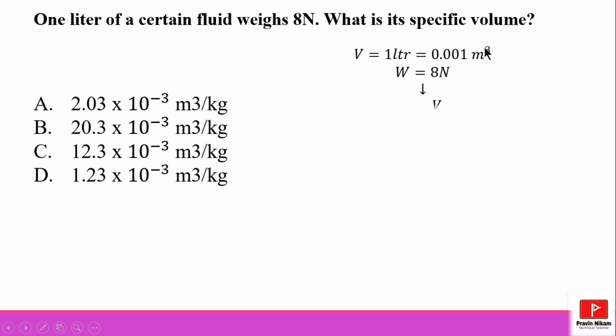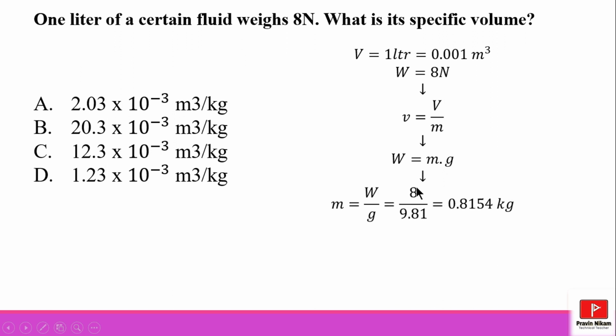But specific volume, small v, is equal to capital V divided by M, means volume divided by mass. But here W is given, volume is known, 0.001 meter cube, but instead of mass W is given. So we know W is equal to M into G, mass into gravitational acceleration. W is given 8, mass is unknown, the value of G is 9.81. So M is equal to W divided by G, that is 8 divided by 9.81.